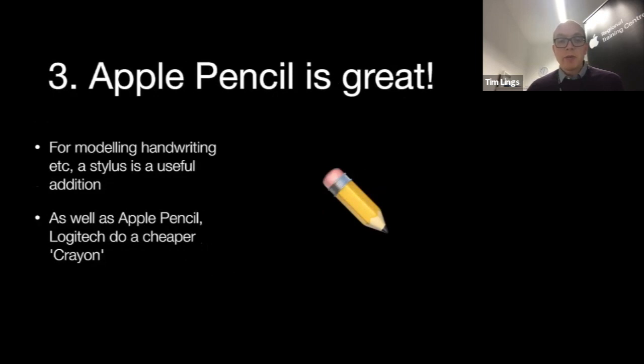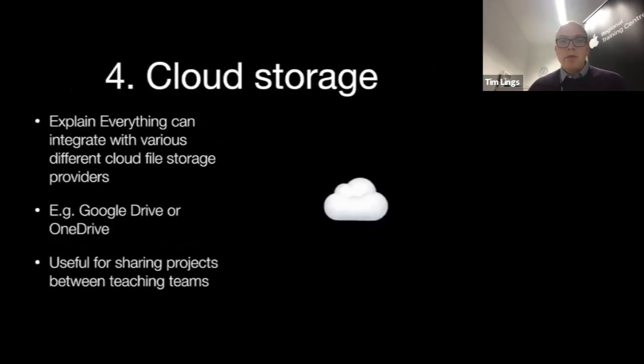As we mentioned before, Apple Pencil is great, really useful to give that accuracy, and I think increasingly makes it a real replacement for a traditional interactive whiteboard, because you have that pen, that accuracy that you can really model handwriting well. Logitech Crayons are a great cheap alternative to Apple Pencils.